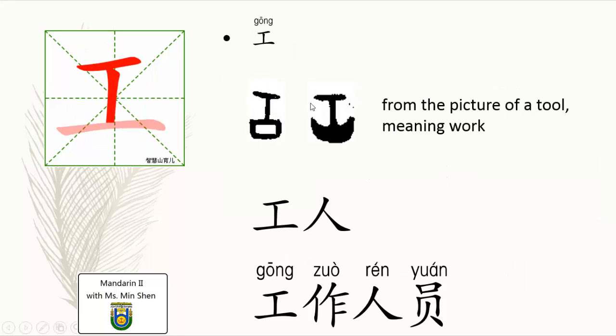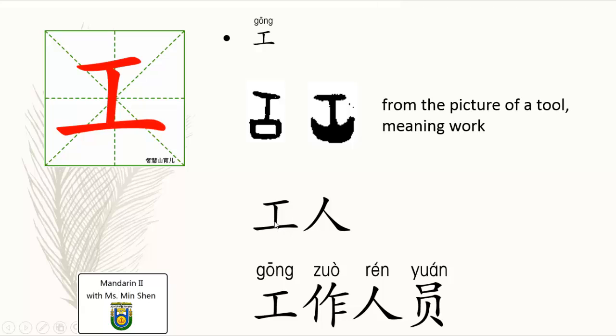工 very easy. You can see it's from an Asian tool. This is the bar, right? The handle of it, and below there, somehow there is a blade, right? It's the tool people use. So a picture of a tool, and today we can understand it pretty well. It presents the meaning of work, right? Because you need to use a tool to do something, to work on something. So 工 from the picture of the tool, and we can read these characters.